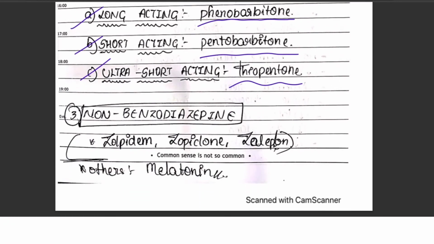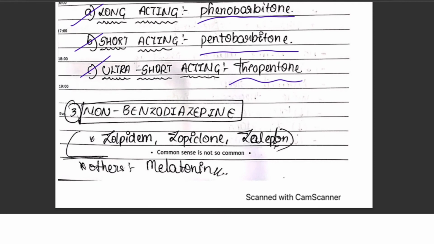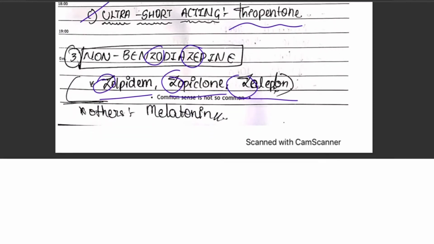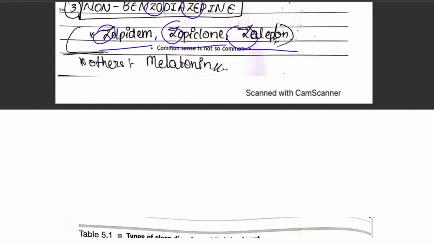The third one is non-benzodiazepines, which includes zolpidem, zopiclone, and zaleplon. So these are the usually prescribed drugs. Remember the mnemonic Z for non-benzodiazepine: zolpidem, zopiclone, and zaleplon. Other drugs include melatonin.